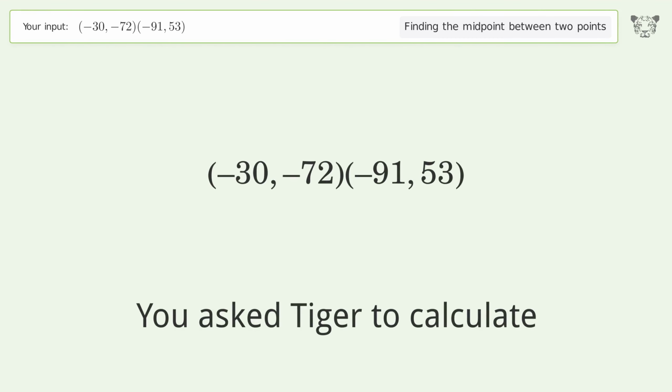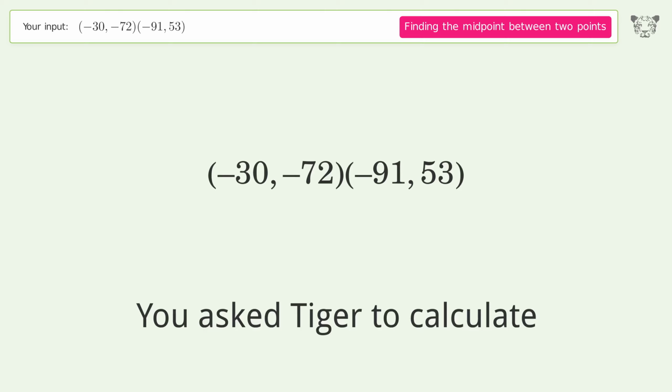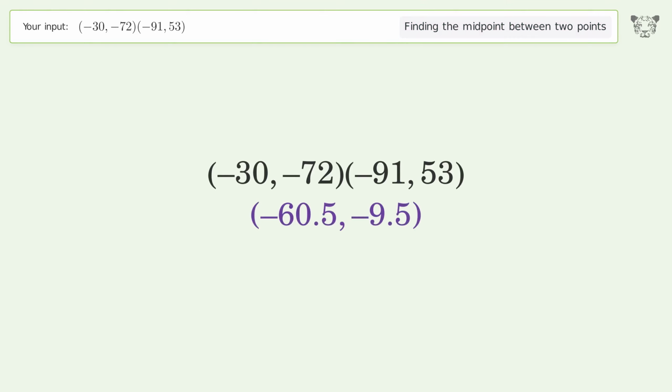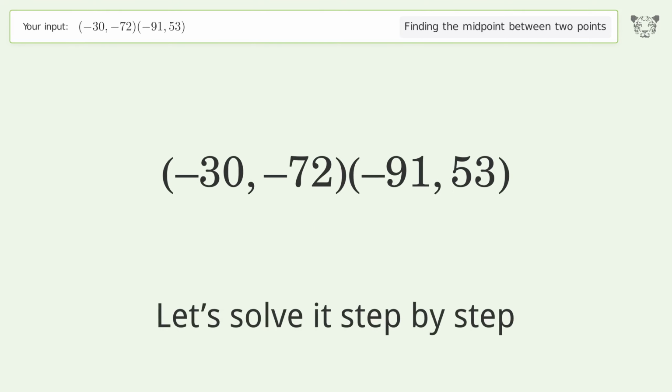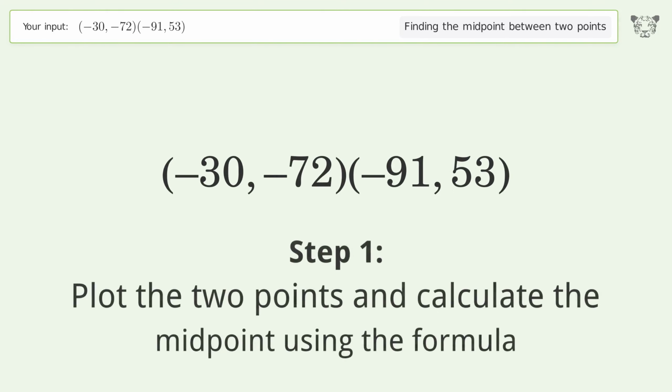You ask Tiger to calculate. This deals with finding the midpoint between 2 points. The midpoint between the 2 points is -60.5, -9.5. Let's solve it step by step. Plot the 2 points and calculate the midpoint using the formula.